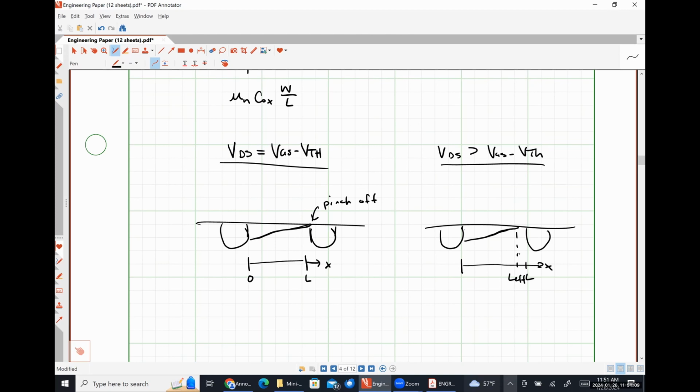Much like in a BJT, the early effect is just taking into account the fact that the width of the base region gets smaller when the depletion region of the base collector junction gets larger. So we are changing the length across which our charge carriers travel. For a BJT, that means that there's less chance of recombination occurring, which results in a higher current flow.